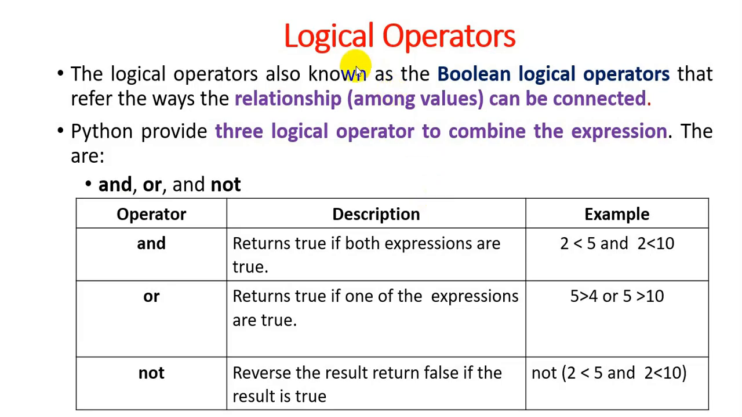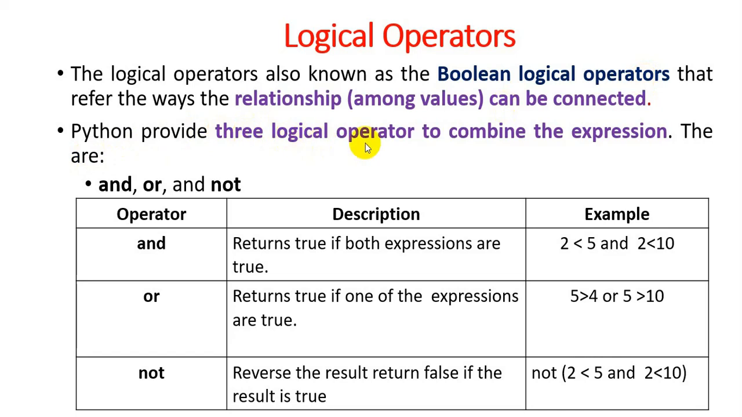Hello friends, we are going to discuss the logical operators in Python. The logical operators, also known as Boolean logical operators, refer to the way the relationship among values can be connected. Why is it a Boolean logical operator? Because the outcome of the logical operator is either true or false.